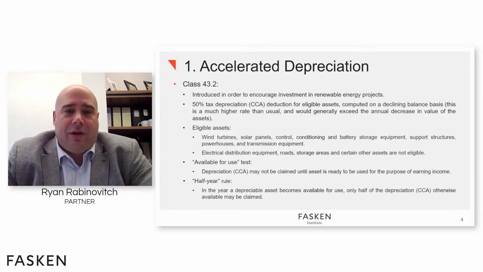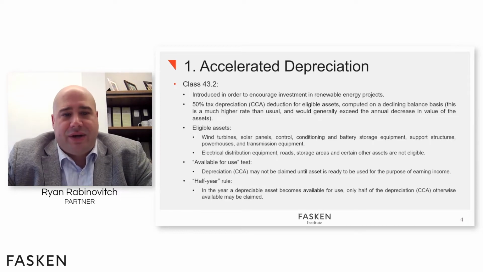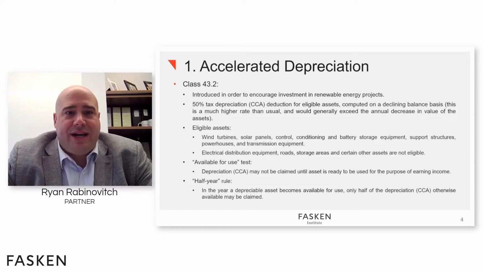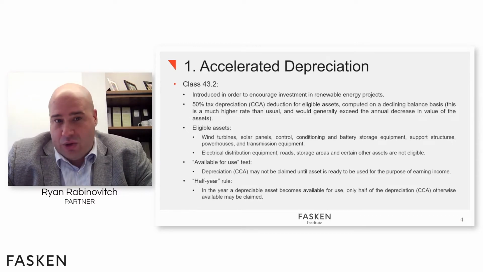energy assets. And all of those assets are basically grouped together in class 43.2 of the income tax regulations that sets out the classes of depreciable property. The ordinary rule is that class 43.2 assets, the renewable energy assets, can be depreciated at a rate of 50%, and that's extremely high. It's the second highest, essentially, that is available.